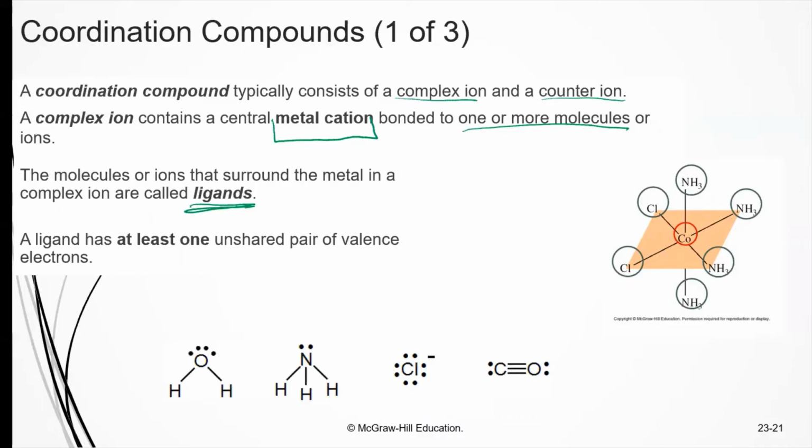Now, how this works is really a Lewis acid, Lewis base bond. And so the ligand has at least one unshared pair of valence electrons. That's what's going to be making this connection to our metal.